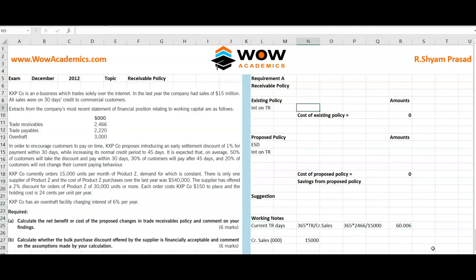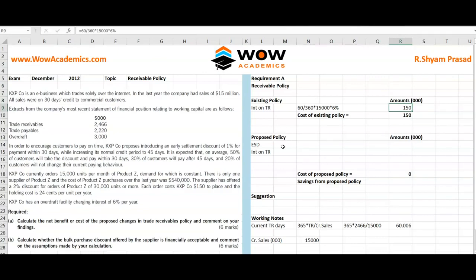So first we will do it for that. We have 60 credit days divided by 365 days, into the credit sales. Credit sales is 15,000. This will give you the receivables figure. On these receivables we have to pay interest. The overdraft interest mentioned here is 6%, so we'll have 6% here. This will give us our answer. Our answer comes to 150. All these numbers are in terms of 1000. If you want, you can put that. This is the interest on the trade receivables under the current policy.